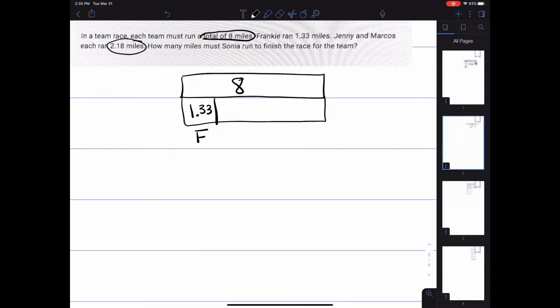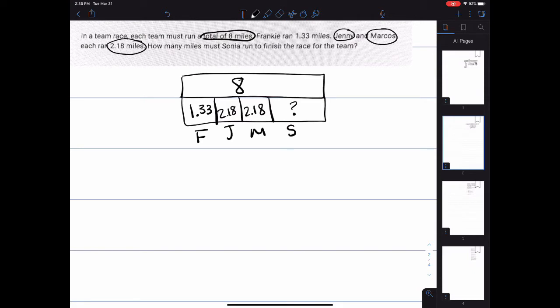So we have 2 people. So I'm going to do 2 boxes to represent 2 people. And it says each one ran 2 1/8. One is Jenny and one is Marcos. Now it says how many miles must Sophia run to finish the race for the team? So I'm assuming this is Sophia and I need to find how much Sophia will be running to finish the race.